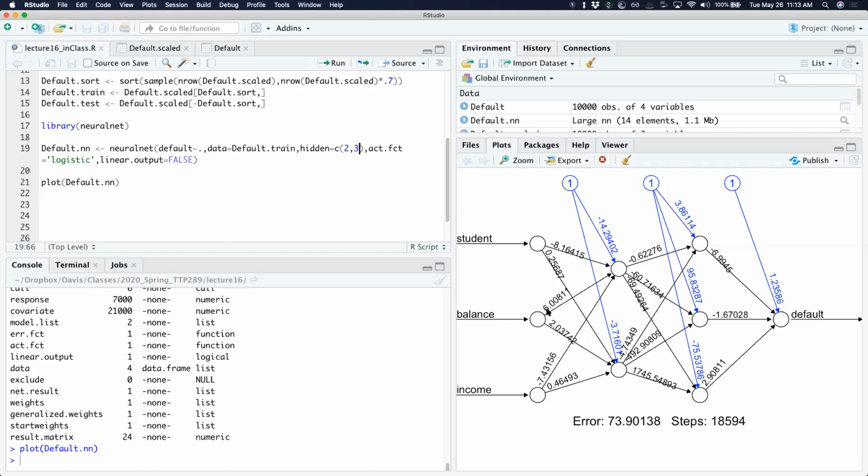So here we can see the weights for each of these nodes, and then the weights coming out of those outcomes. And these, I believe, are parameters associated with the activation function. But I'm actually not entirely sure what the blue ones are. This steps value tells you how many iterations of the gradient descent it took before arriving at this particular solution.